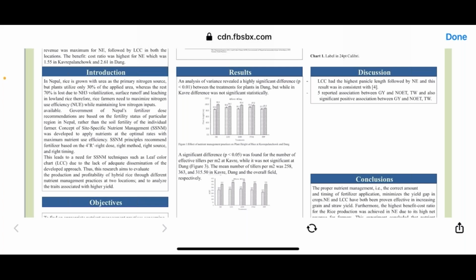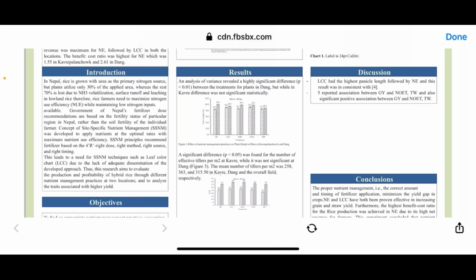If you look district wise, panicle length in Kavre district, leaf color chart had the longest panicle length, that is 27.41 centimeter, followed by nutrient export, that is 27.18 centimeter, and farm manure and farmer field practice both had the shortest panicle length, that is 26.56 centimeter.